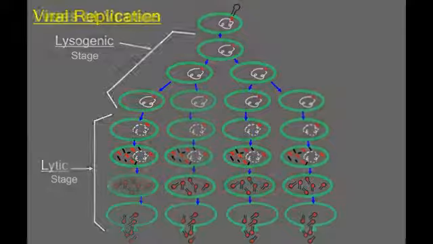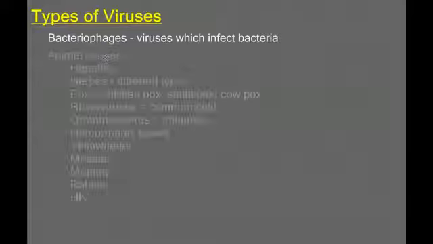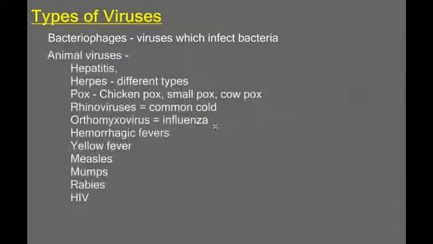Now let's briefly talk about a couple types of viruses. We mentioned bacteriophages, those viruses which infect bacteria. There's also lots of viruses that infect animals, and we named some of those before. The rhinoviruses are a group of viruses that cause the common cold, and there are also many different so-called flu viruses. So you can see those. We'll talk about one or two of those a little bit more. There are also viruses that affect plant cells, but I don't have any of those named here.